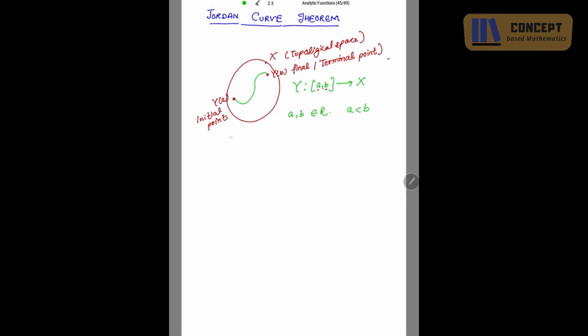Now if we look at the image of this closed interval [a, b] under this gamma, which is continuous, that image will be gamma of t, where t lies in this closed interval, that is t is greater than or equal to a and less than or equal to b.